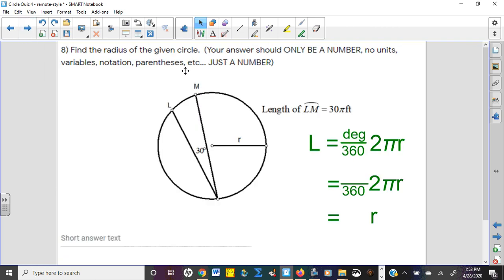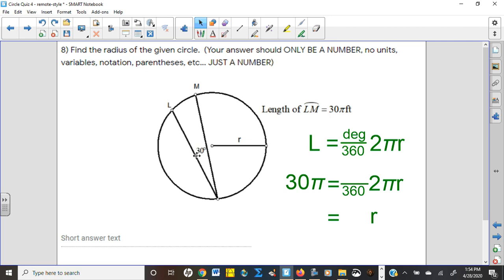Number 8, find the radius of this given circle. So another arc length problem. Once again, they give us the arc length, it was 30 pi, so we're going to go ahead and plug that in for the arc length. I went back to the fraction times circumference formula, but you could have done the proportion formula again. It's really a matter of personal preference.